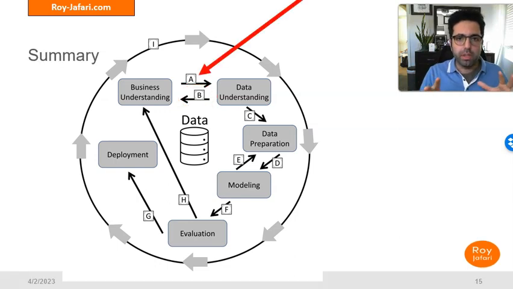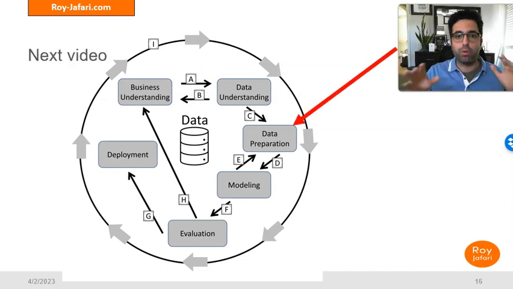A quick summary. In this video, we just focused on these two arrows, A and B, the interaction between data understanding and business understanding. In the next video, we're going to focus on data preparation. The next video is going to be much longer than this one. This was a rather short video, and data preparation is a very large topic. We're going to discuss that in the next video. I hope you will watch that one as well.